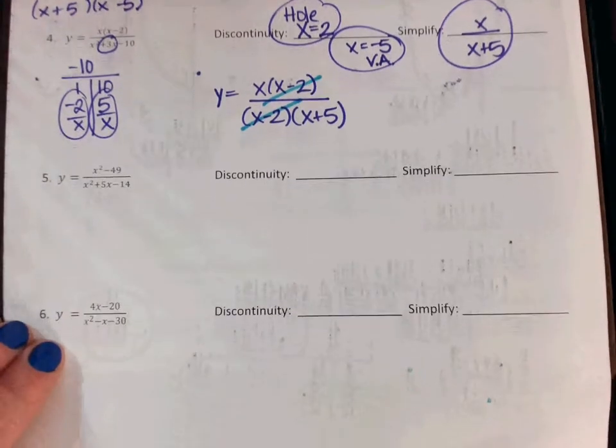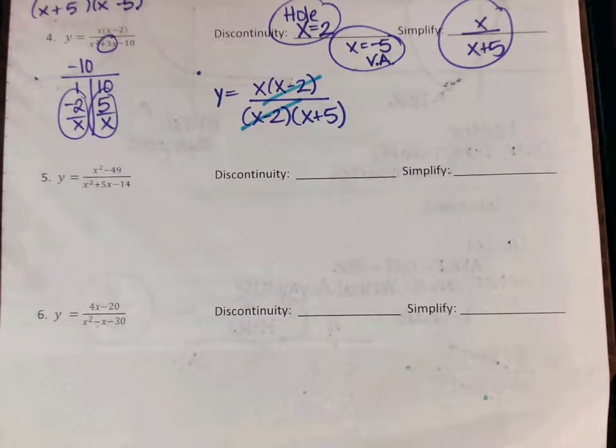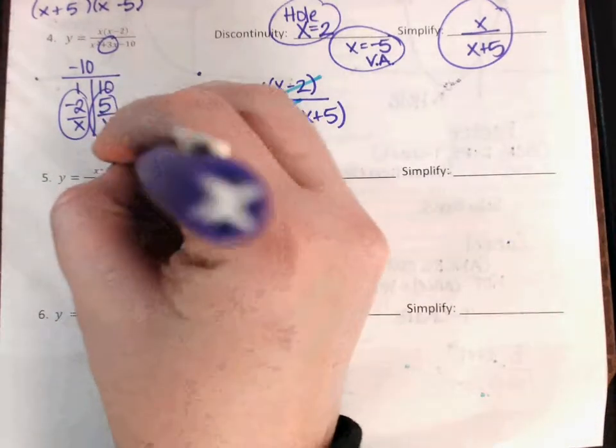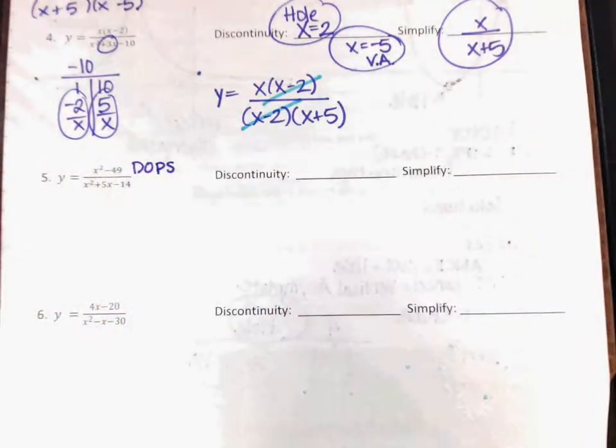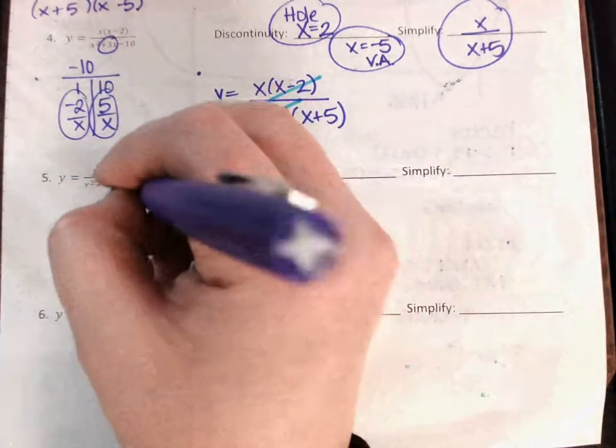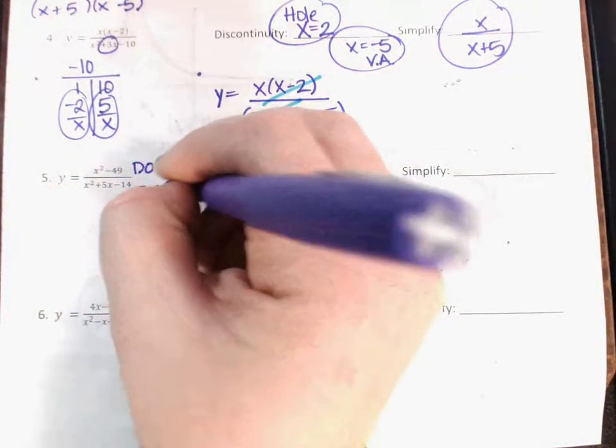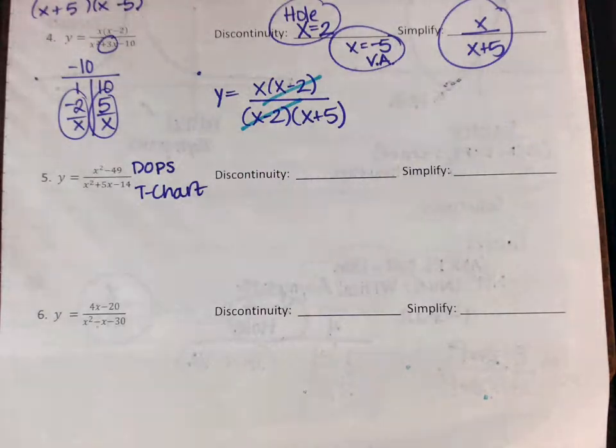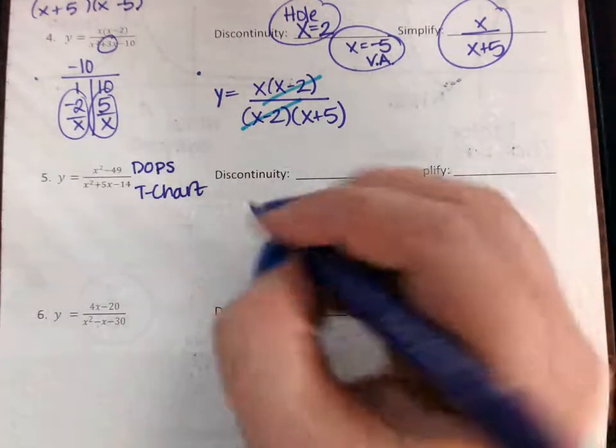Okay, 2 more left. Look at number 5. This time you have to factor both. This is how most of your homework is. So on the top, what method am I going to use? Difference of perfect squares. That's the shortcut. And then what am I going to use on the bottom? T-chart. So you just have to know which of those 3 types. It's only those 3 that you're going to have to do. All right, so y equals.